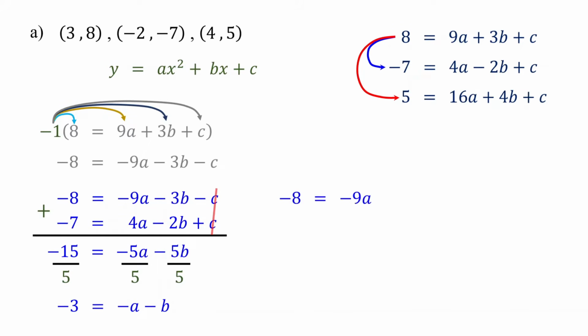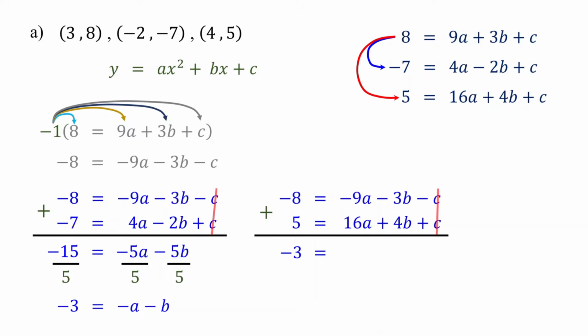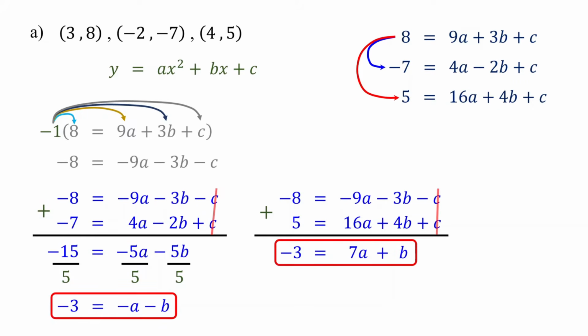Now, let's add the modified first equation to the third equation. The c terms cancel out again. -8 plus 5 equals -3, right? -9a plus 16a equals 7a. -3b plus 4b equals b, right? Now we have eliminated c and have a system of 2 equations with 2 variables.